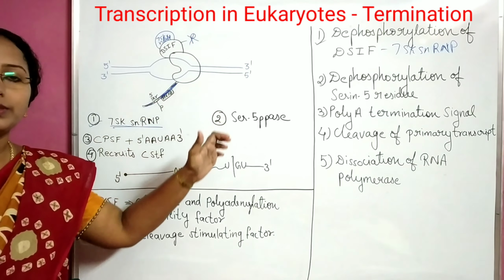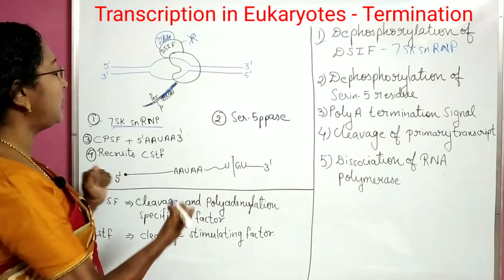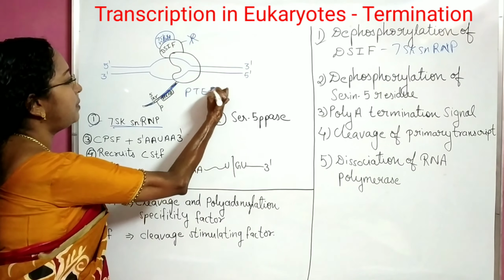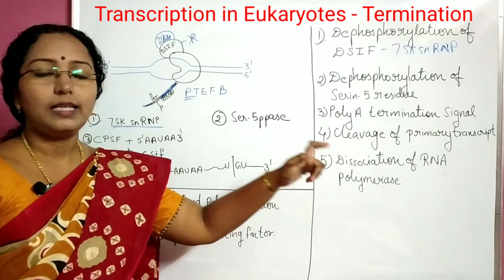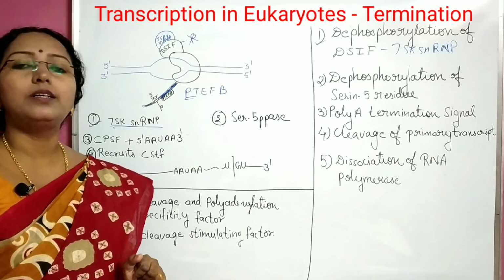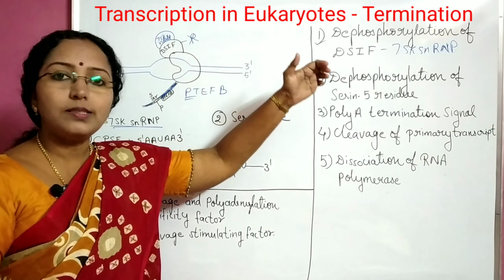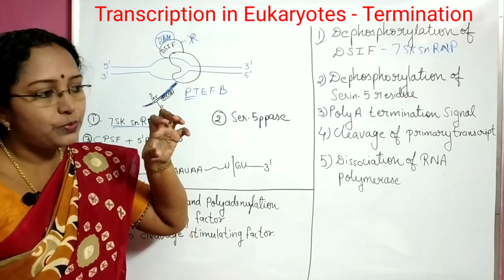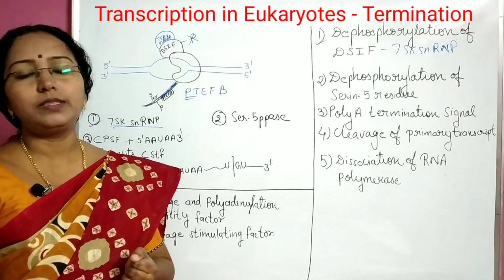It is getting removed. And when this Dsif is getting dephosphorylated, at the same time PTEFB, I hope you remember this, the positive factor which is aiding in elongation, also gets dissociated from the carboxy terminal domain. So the first step is dephosphorylation of Dsif, because of which a positive factor which was there in the tail part of the RNA polymerase, aiding in the elongation process, is now getting dissociated from the tail region.